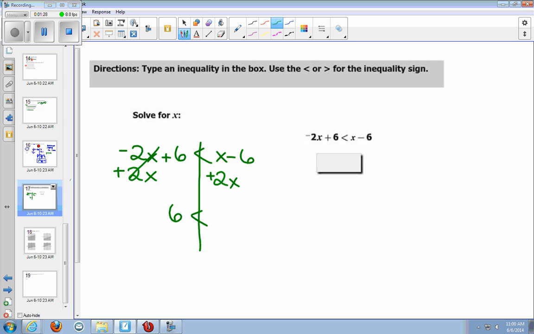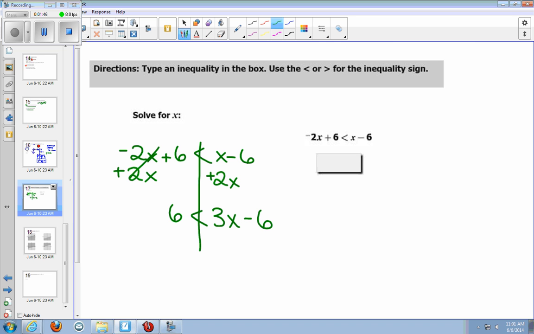Now, I still have certain students who prefer to always solve to one side or to the left side of the equation, but this is what I usually teach them when we introduce the subject. So I end up with 3x minus 6 on that side of the inequality.